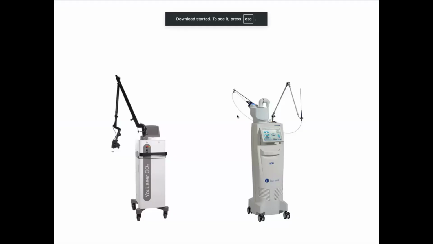I'm beginning with slides. We have two CO₂ lasers in our burn center. The first one is a U-laser CO₂. We have it in St. Nicholas Children's Hospital. It is a combination of Fraxel, a non-ablative laser, and CO₂ laser, which is ablative.